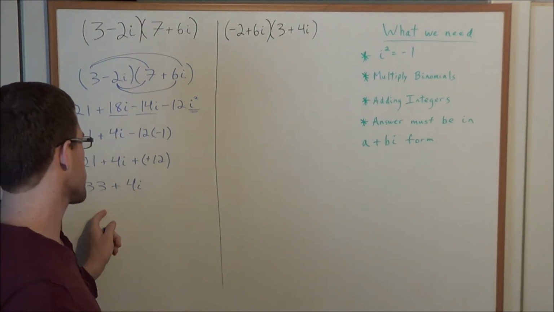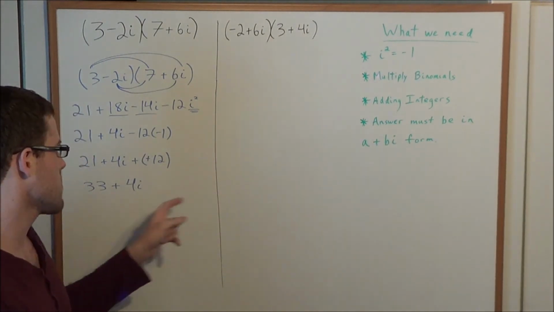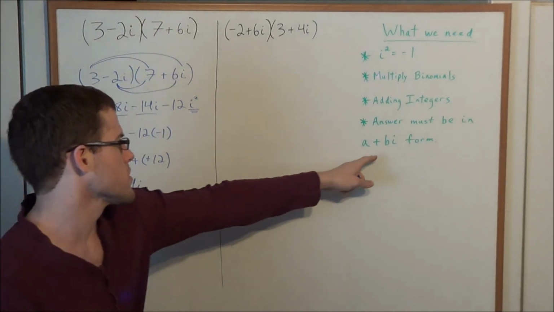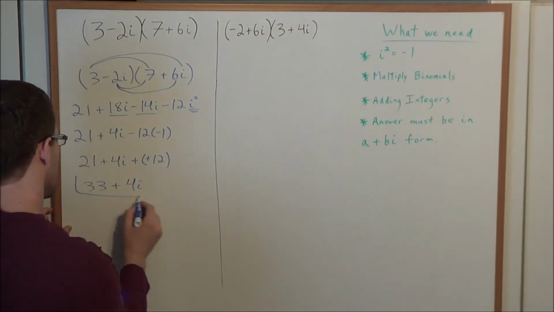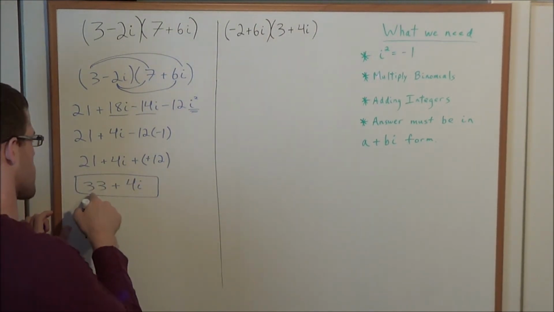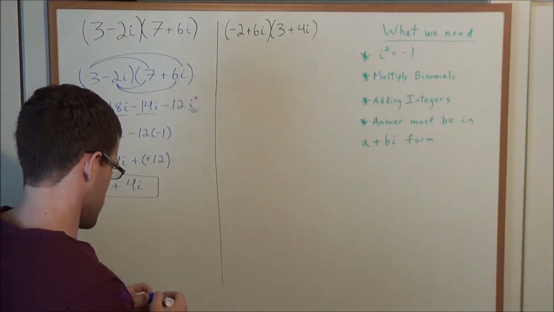And notice how our answer is in the form a plus bi, where the real number a in this case would be 33, and the real number b in this case would be 4. So our answer for this problem is 33 plus 4i. So now let's go ahead and take a look at the next example.